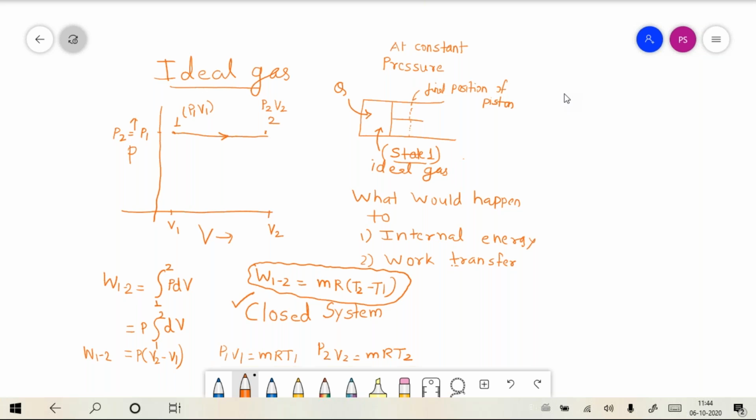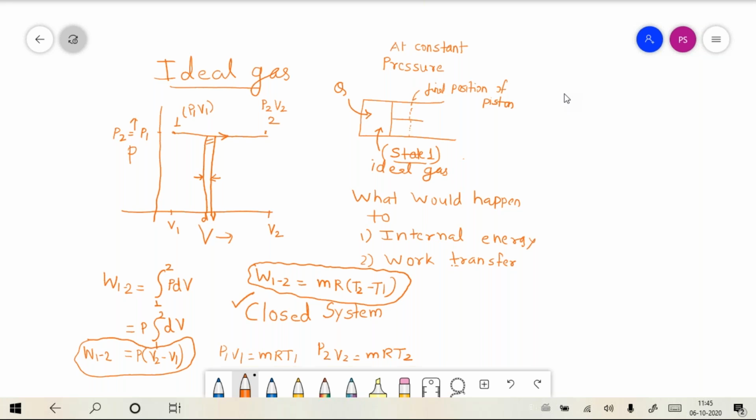Suppose this is your small dV, and this is your P. So this area is dW. dW is equal to PdV, the work, okay, for an elemental change during a process.